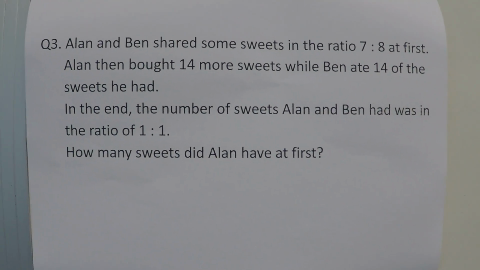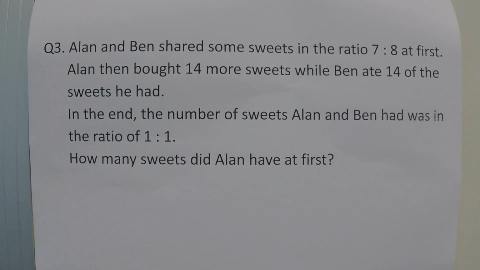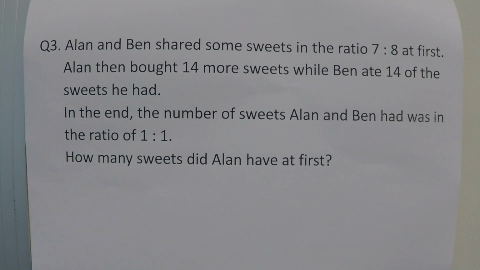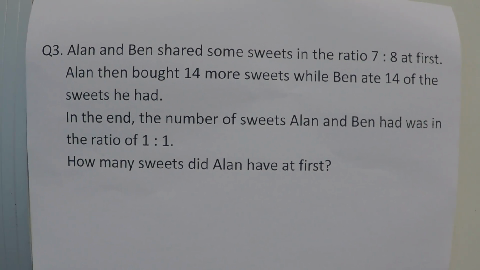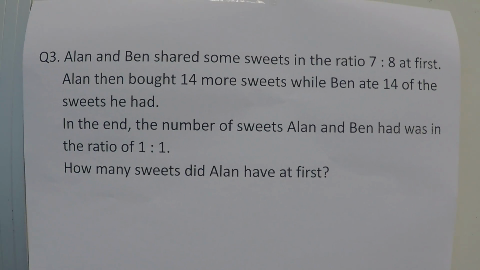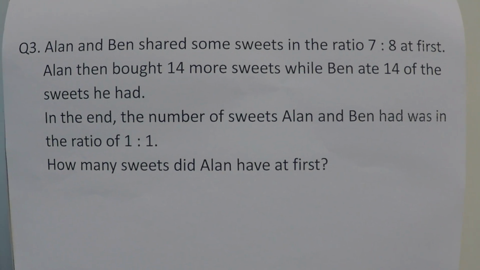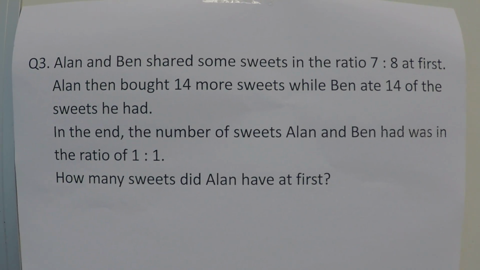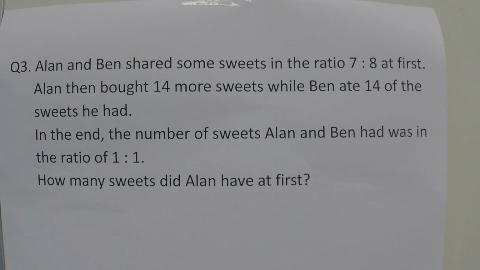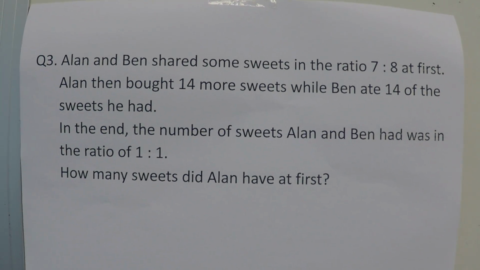Let us look at question number 3. Alan and Ben shared some sweets in the ratio 7:8 at first. Alan then bought 14 more sweets, while Ben ate 14 of the sweets he had. In the end, the number of sweets Alan and Ben had was in the ratio of 1:1. How many sweets did Alan have at first?